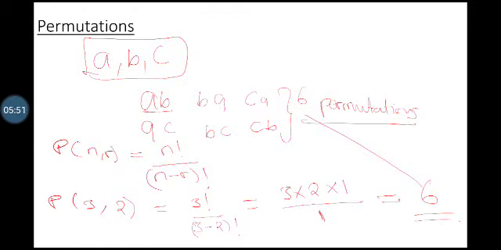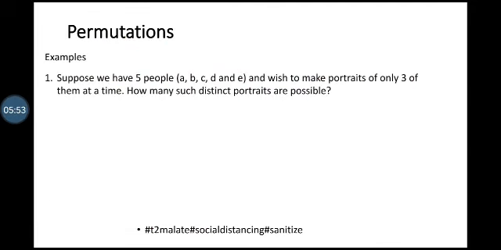So this is how you use the formula. Let's have an example. Suppose we have 5 people, A, B, C, D, and E, and wish to make portraits of only 3 of them at a time. So how many such distinct portraits are possible?